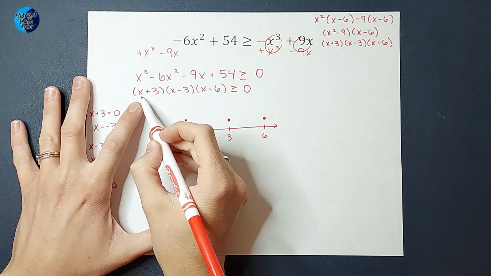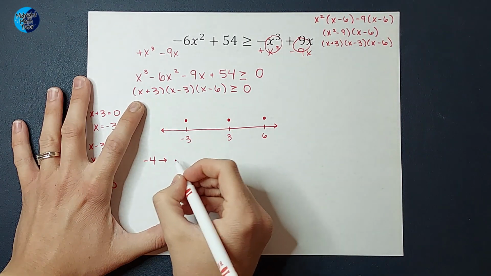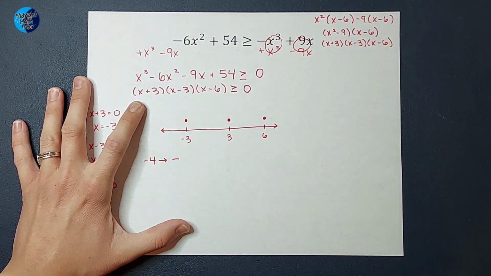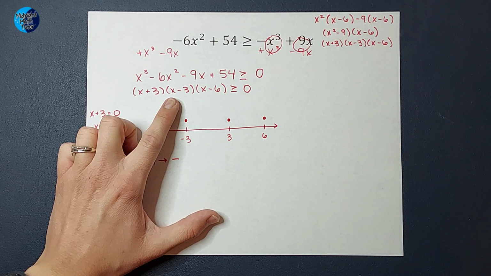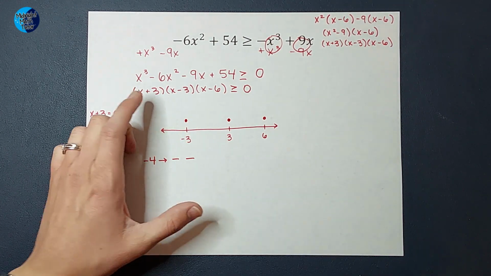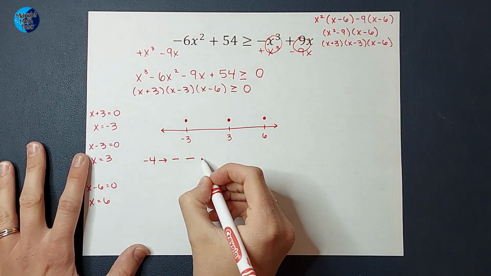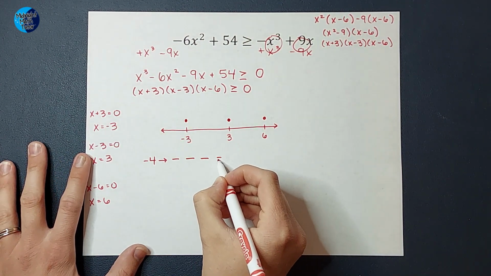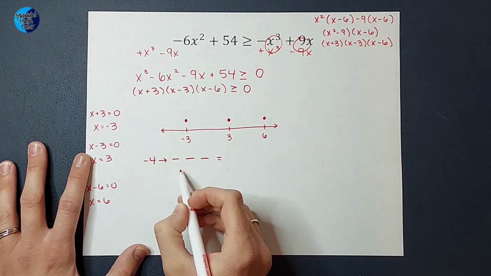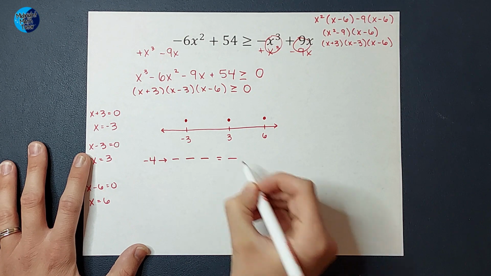If I were to plug in -4 here, I'd get -4 plus 3, which would leave me with a negative number, right? If I were to plug in -4 here, I'd get -4 minus 3, which would give me another negative number. If I were to plug it in here, -4 minus 6, it would be another negative number. When I have a negative times a negative, I get a positive, times another negative, I get a negative, right?